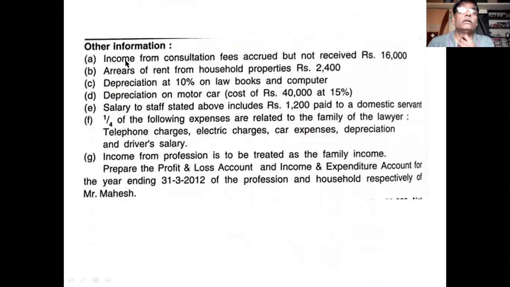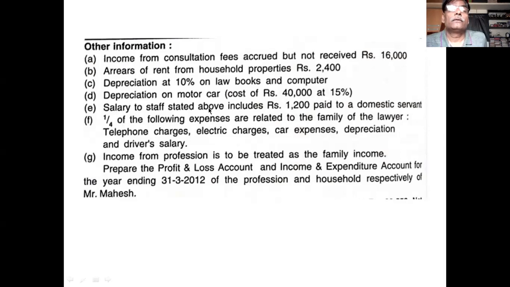Then adjustment. You come to adjustment. First adjustment, 16,000 is the accrual fee. You take it in the P&L account credit side and make this as a provision in the debit side. Arrear of rent of household: you add in the household rent. And third, depreciation 10% on law books and computer. You take the debit side of the respective account. Then depreciation on motor car, you calculate and take in the P&L account and income and expenditure debit side.